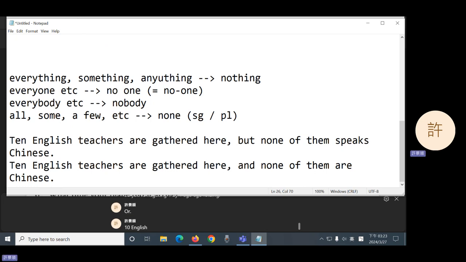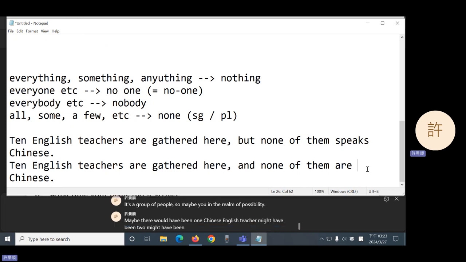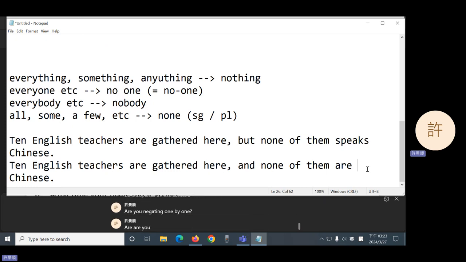Ten English teachers are gathered here and none of them are Chinese. In this case, none is plural because you're saying Chinese is a group of people. It's a kind of person, it's a group of people. So maybe in the realm of possibility, maybe there would have been one Chinese English teacher, might have been two, might have been nine or even 10. You're not negating one by one. You're negating the whole group of English teachers who are Chinese. So it depends on the context. Are you negating one by one? Or are you negating like group by group or more than one at the same time?